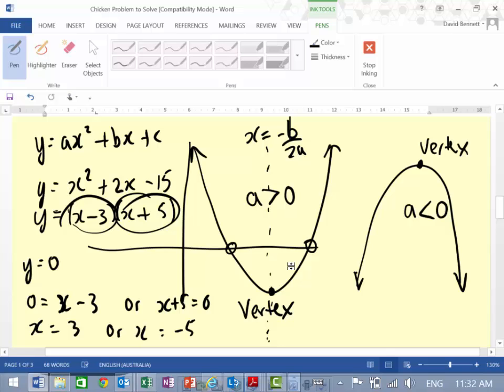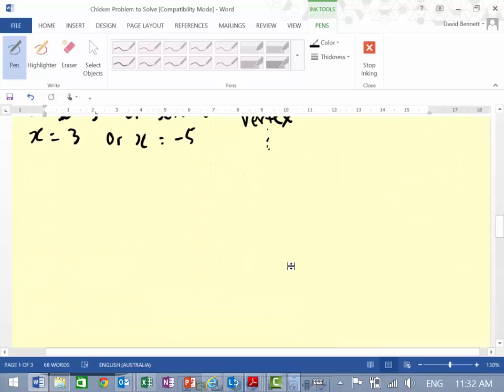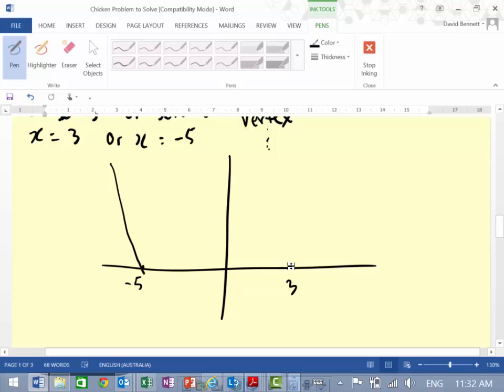So what we're saying is, if we were drawing our axes down here, then to graph that, I know it goes like that because it's got a positive x squared. It's got an intercept at minus 5. It's got an intercept at 3. So it goes something like this. Would anybody like to tell me what they reckon the axis of symmetry might be?